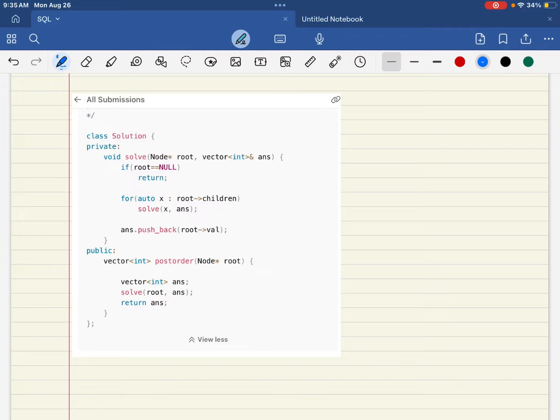If we have a null value, this is the base case: the root is equal to null, so we return, as we have nothing. Similar to a binary tree, instead of going left and then right, we traverse this whole portion. We have our auto x, which points to the children of our root, and then we send each child as a root to the recursive function.